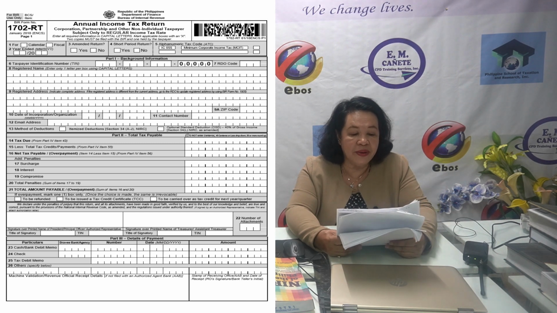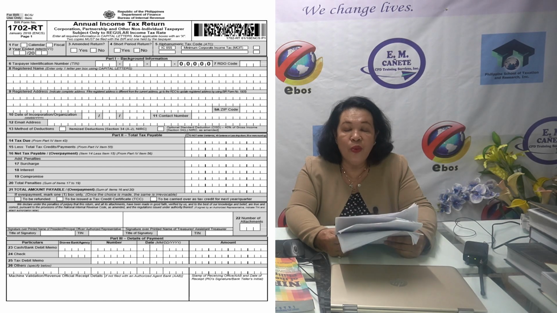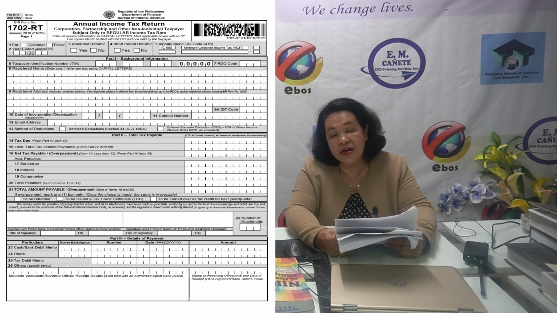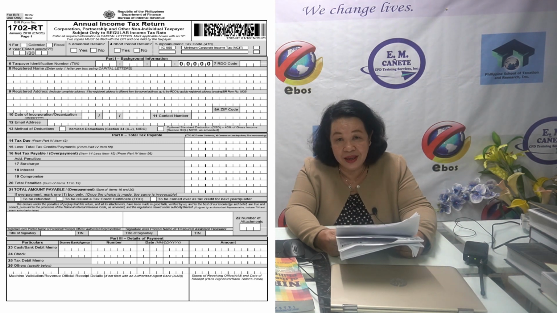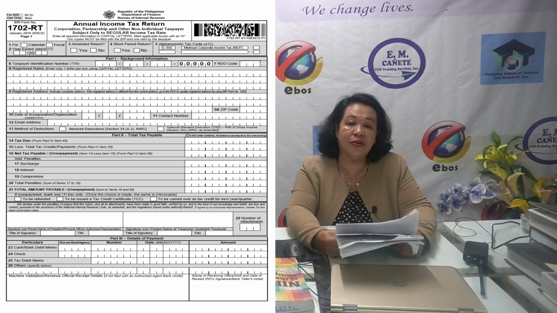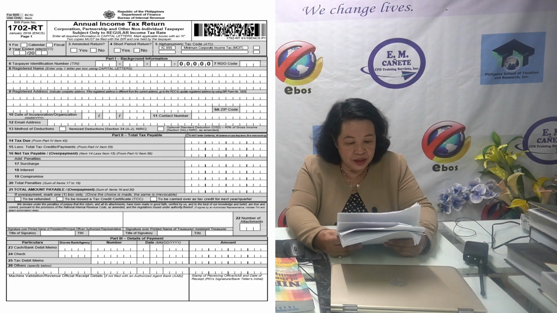Line number 16, we have net tax payable or overpayment. When is there overpayment? There is overpayment when the tax that we pay, or the creditable withholding taxes, exceed the tax due. Meaning the tax due is lower than the creditable withholding tax or the advance taxes that we paid on our quarterly returns.